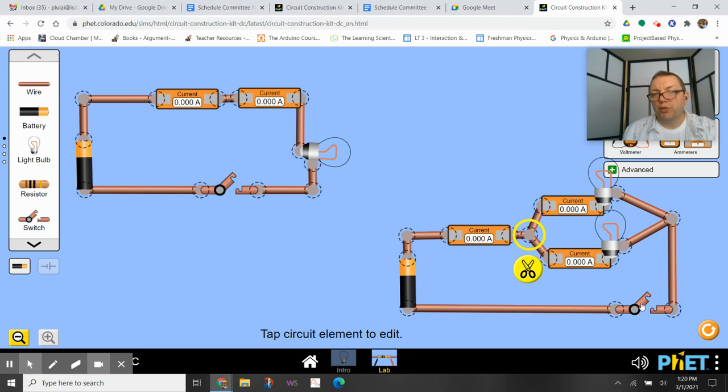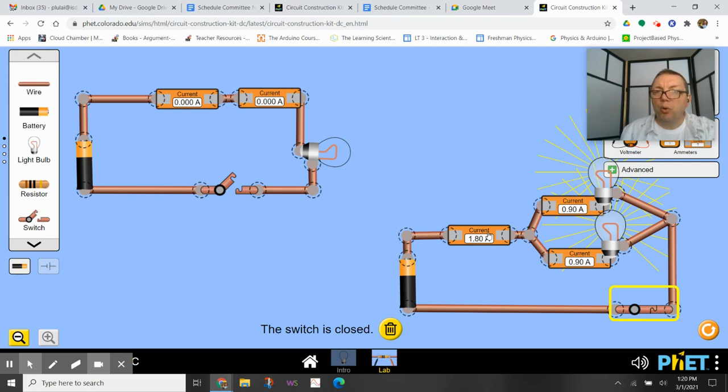And when we close the switch, 0.9 amps here, 0.9 amps here, and 1.8. So we know that the current is either 1.8 amps going into the junction and 0.9 amps going this way, 0.9 amps going this way, 0.9 plus 0.9, 1.8. So it could be 1.8 amps going this way with 0.9 and 0.9 going like that.